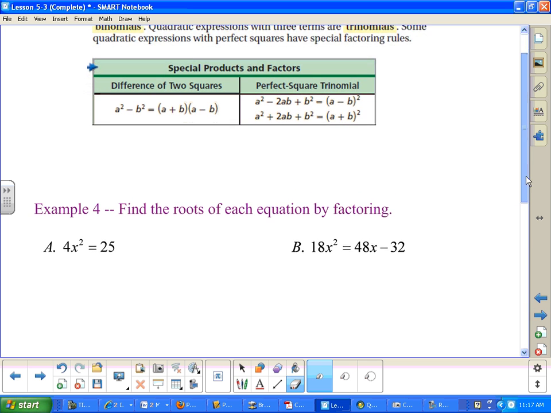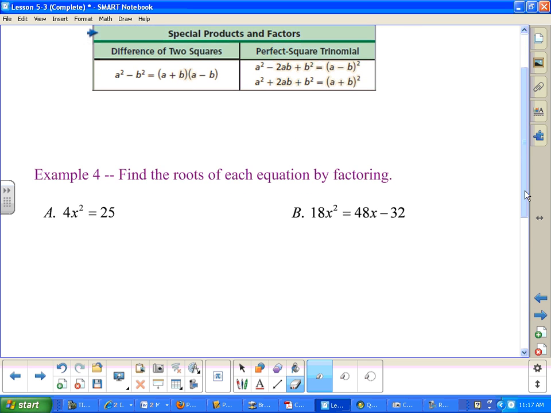So here they want us to find the roots by factoring. So that means that whenever I want to factor to find the solution to a quadratic equation, it's always got to be equal to 0. So for letter A here, the first thing I have to do is get it equal to 0. So what do I have to do to get it equal to 0? Okay, I have to subtract 25.